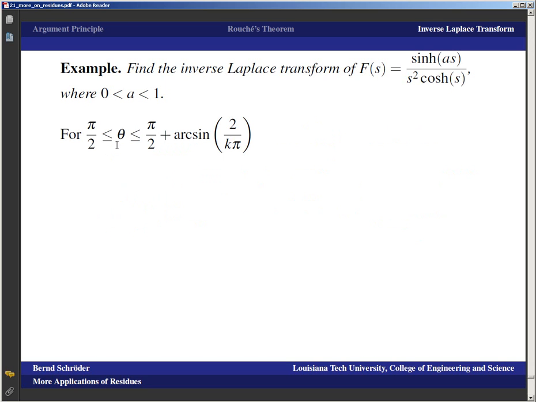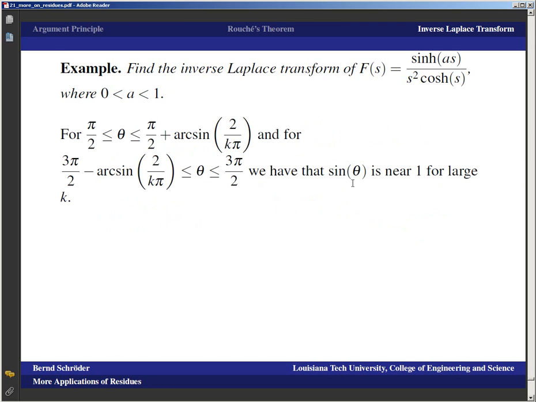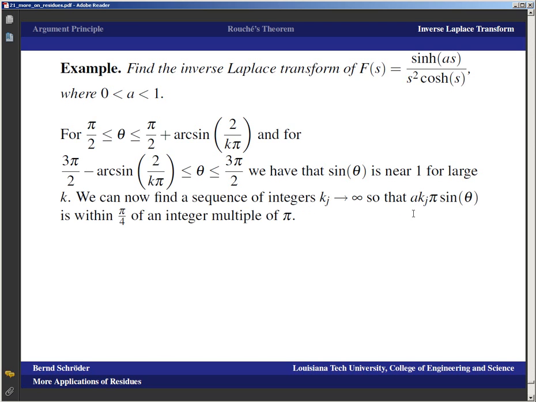And for pi halves less than or equal to theta less than or equal to pi halves plus arc sine 2 over k pi, as well as for that other little stub that we had to investigate, we have that the sine of theta is near 1 for large k, because when k is really large, then arc sine of 2 over k pi is near 0. So that means we can find a sequence of integers kj that goes to infinity, so that a times kj pi sine theta is within pi over 4 of an integer multiple of pi.